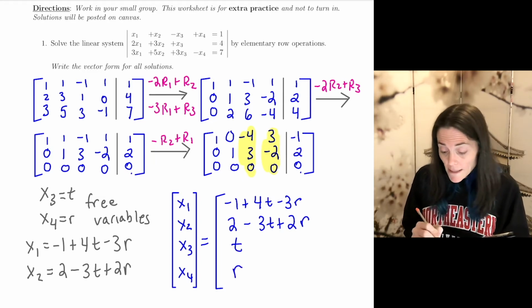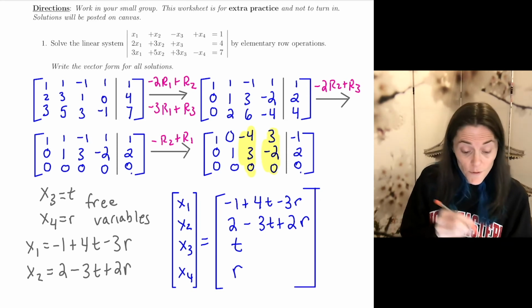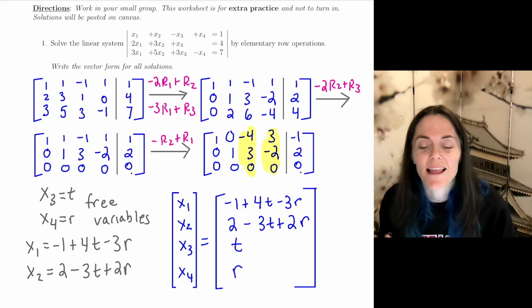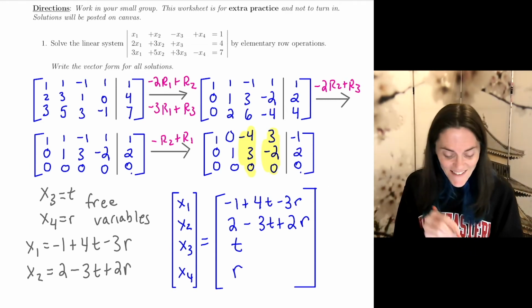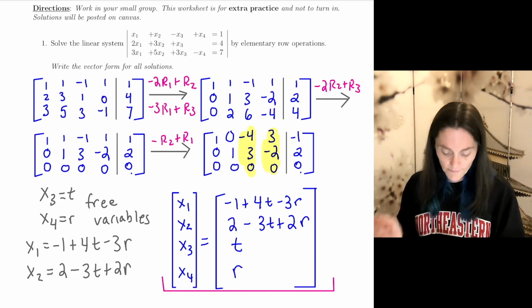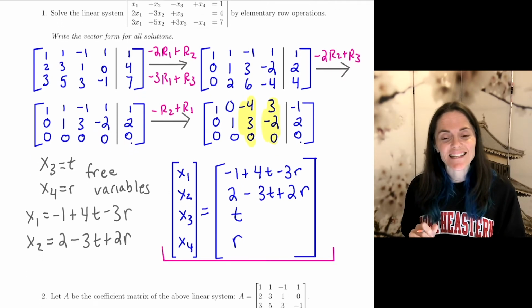Now we could write this as a sum of 3 vectors. But it's also fun like this. So I will just leave it this way and I will underline my answer. This is number 1. Now number 2 is related to this.